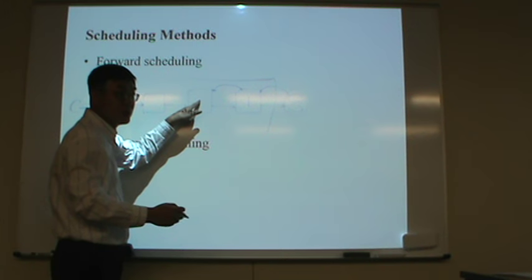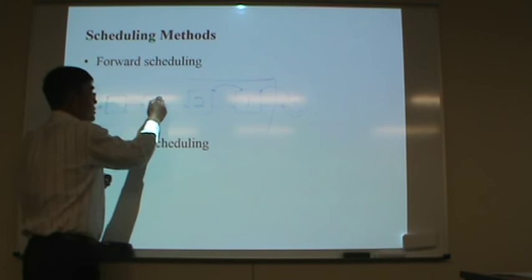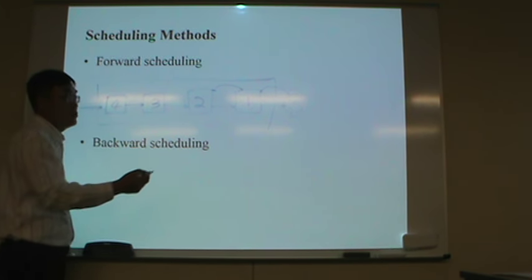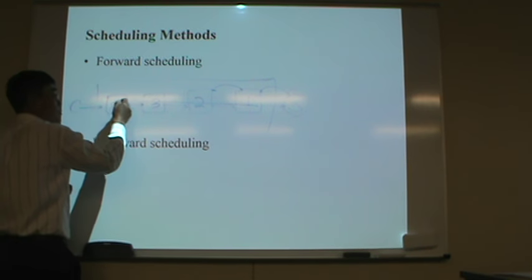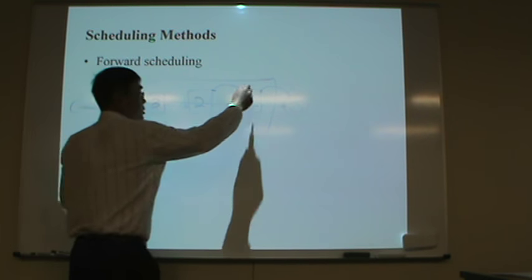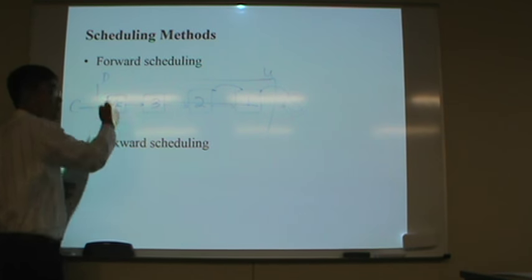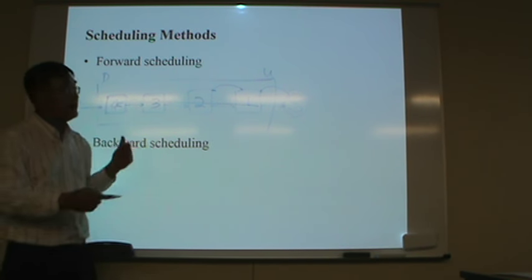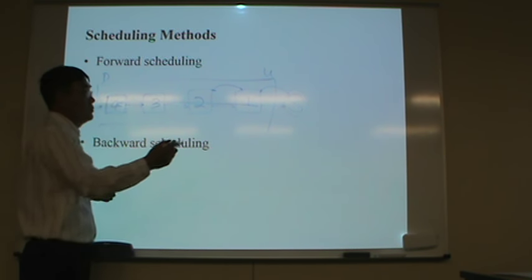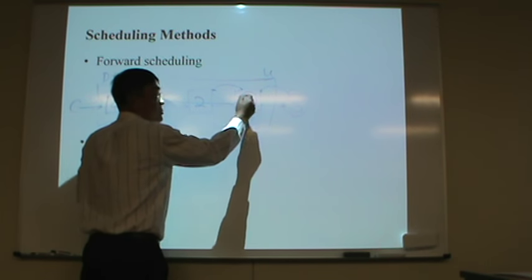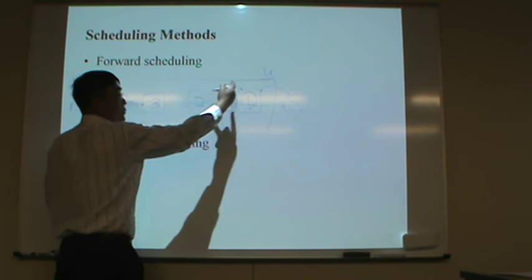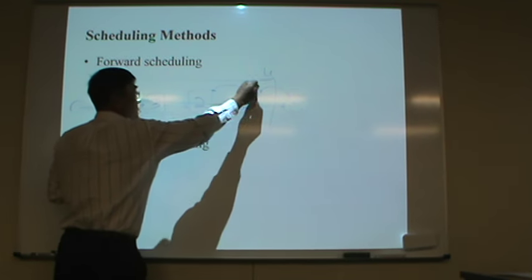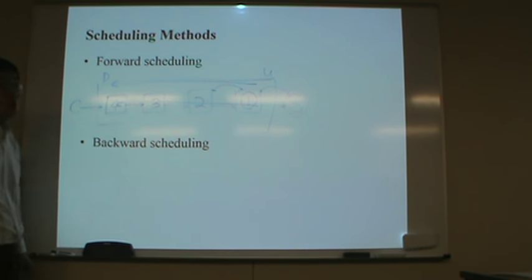So scheduling order goes this way, from upstream to downstream, like water flowing from up to down, right? So make to order system schedules this way, from up to down. So this is forward scheduling. Make to order system, forward scheduling.